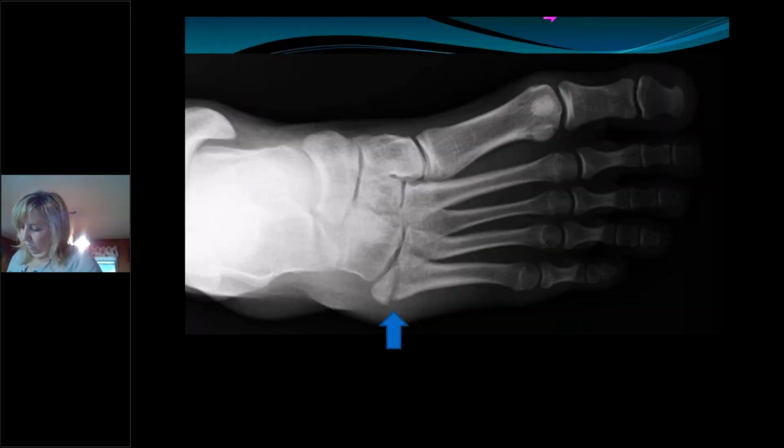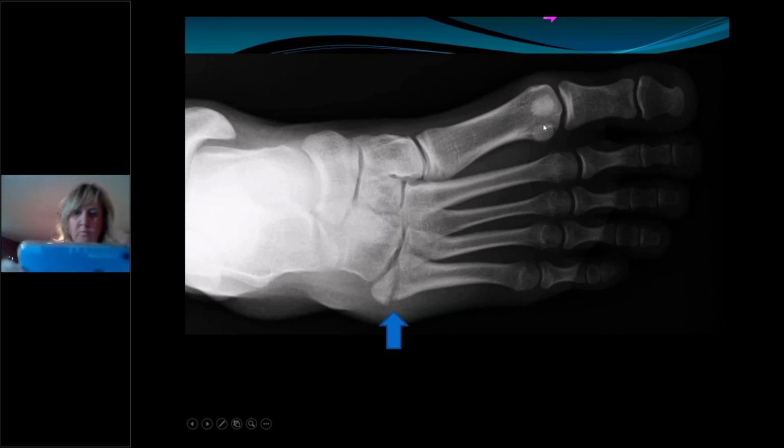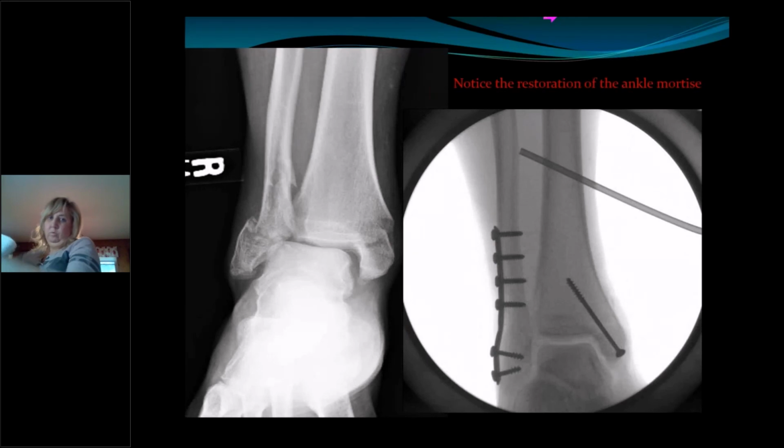Here's another picture of a base of the fifth metatarsal fracture. Again, these people will have pain over the foot, but the mechanism is, hey, I rolled my ankle and this is what happened. Another thing to note is we see these sesamoid bones in the great toe, just like we saw them in the thumb earlier in the talk. We see them here as well. So you can have those little accessory ossicles or sesamoid bones in the toes as well as the thumbs.